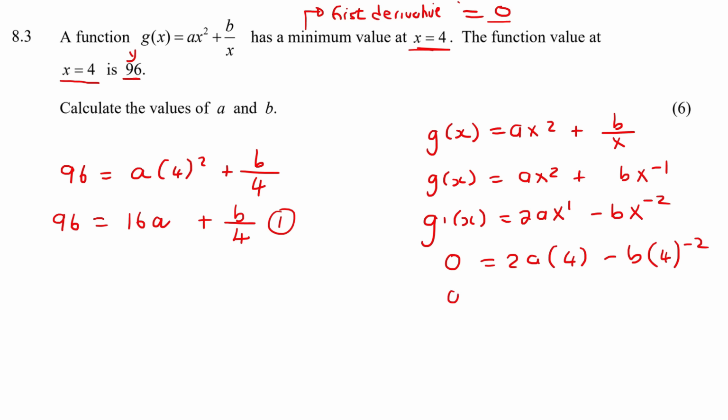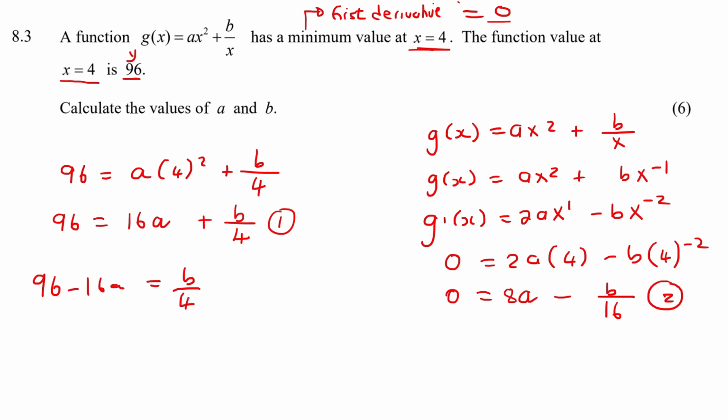So now I just want to rearrange this a little bit. This will become 8, and then this will become b over 16 because I'm taking this 4 to the minus 2 down. And so now we have two equations, two unknowns. We all know where we are now. So what I'm going to do, there's multiple ways you could do this, but I'm going to get b by itself in this equation.